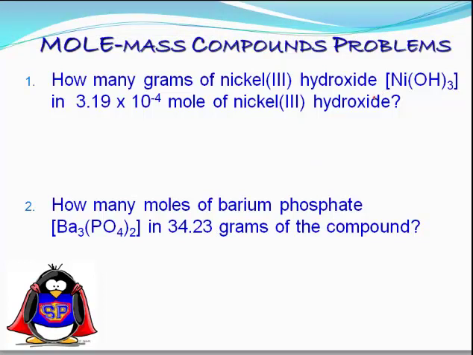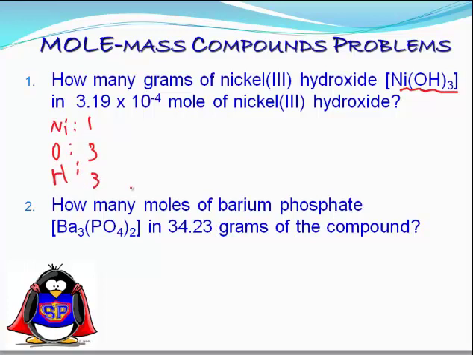Don't worry too much about it if you have no idea what I'm talking about, because later on in a separate unit we're going to talk about ionic compounds, covalent compounds, and how we name them. In this case, I'm going to give you the formula, and this will give you the hint. You will have nickel, oxygen, and hydrogen. Nickel, you have 1, oxygen, you have 3, hydrogen, you have 3.